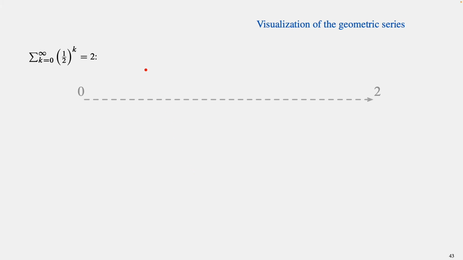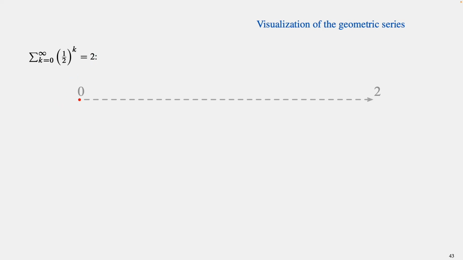And let's try to understand this phenomenon a little bit better by looking at the geometric series for the value x equal to 1/2. So that's this sum here, from 0 to infinity over 1/2 to the power of k. And the limit is 2, because the limit is 1 over 1 minus x. So 1 divided by 1 minus 1/2, which is 1 divided by 1/2, and that's 2.